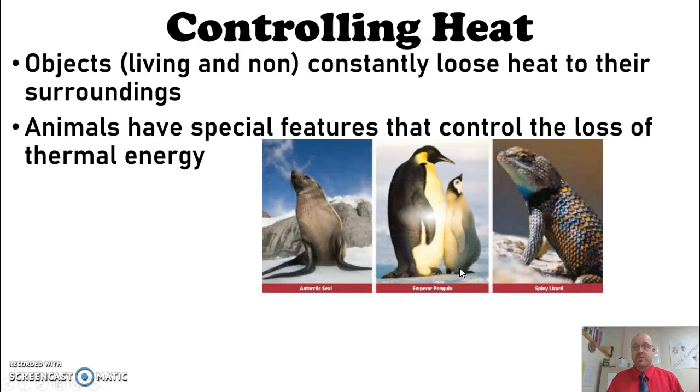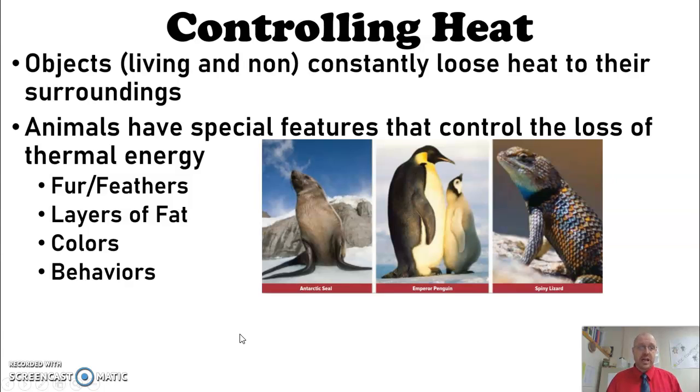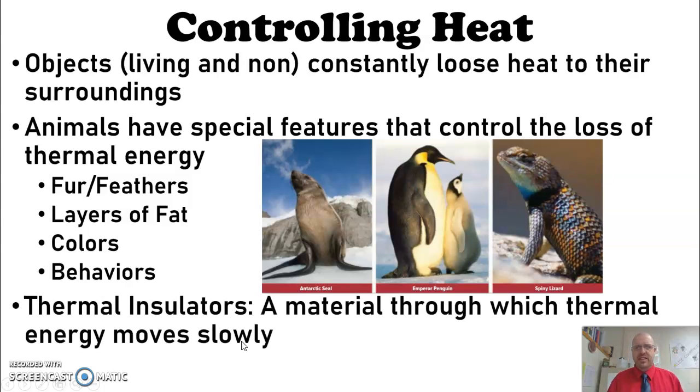Animals have lots of special features that control the loss of this thermal energy. Consider the differences between the Antarctic seal, the emperor penguin, and the shiny lizards. There's furs and feathers. There's layers of fat. There's even different colors to help with the radiative energy gain. There are behaviors during a hot day. They'll sleep in the shade somewhere, and they'll come out at night when it's much cooler. Things of that nature. Thermal insulators are materials through which thermal energy moves slowly. So we talked about conductors, where it moves quickly, and insulation is something that thermal energy moves through very slowly. All right, and that's the end of the slideshow. Thank you very much.